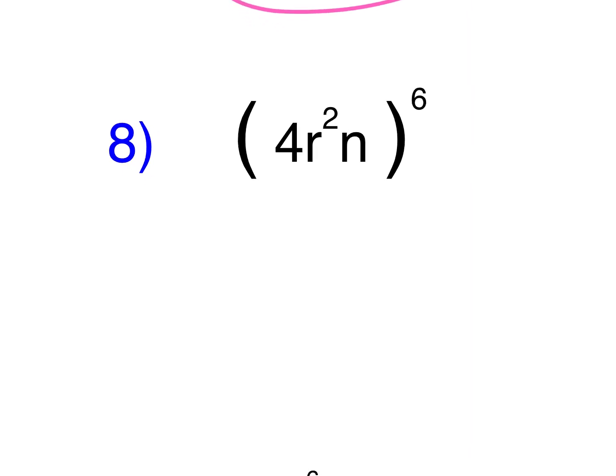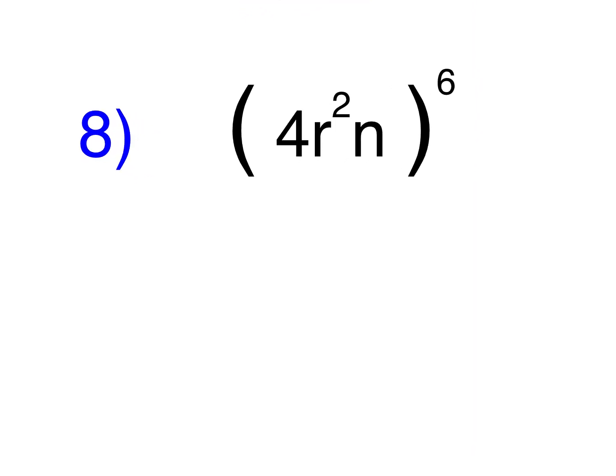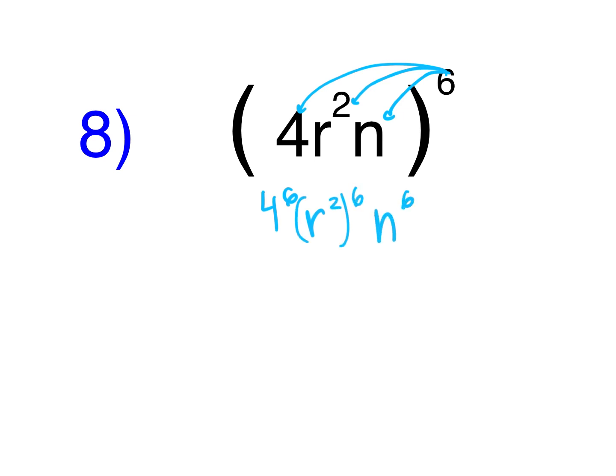All right, number 8. What do we do here? Awesome. We can't simplify anything inside of our parentheses, so we want to make sure we distribute the exponent. So we have 4 to the 6th power, r to the 2nd power to the 6th power, and n to the 6th power. So we'll just leave it as 4 to the 6th power. What do we do when we have a power raised to a power? Multiply. So r to the 12th power, and then n to the 6th power.